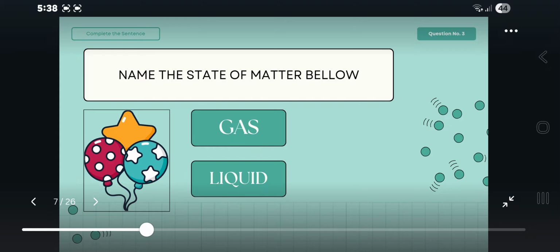Name the state of matter below. Please tell me this. Really easy, the easiest one maybe. Gas. Well done. Moving on. I'm not explaining each and every question right now because you already know that we have done this first topic, so no need for extra explanation, right?